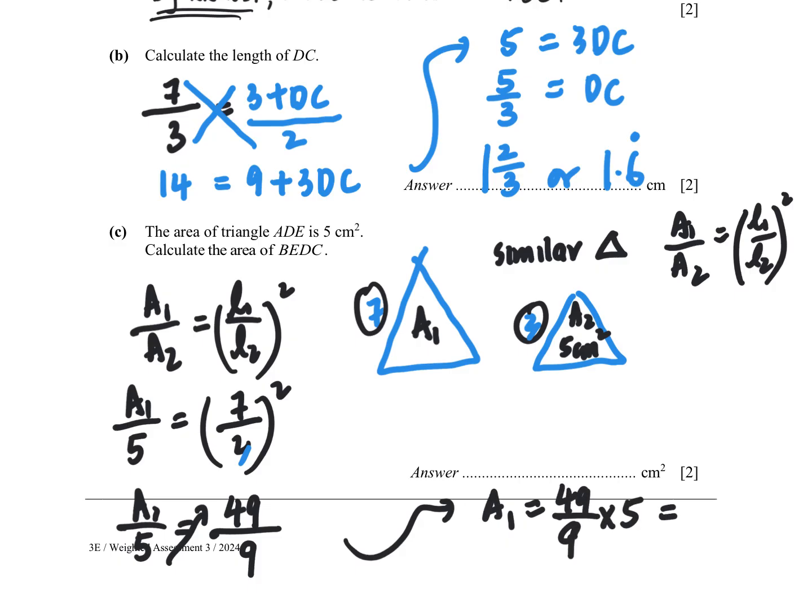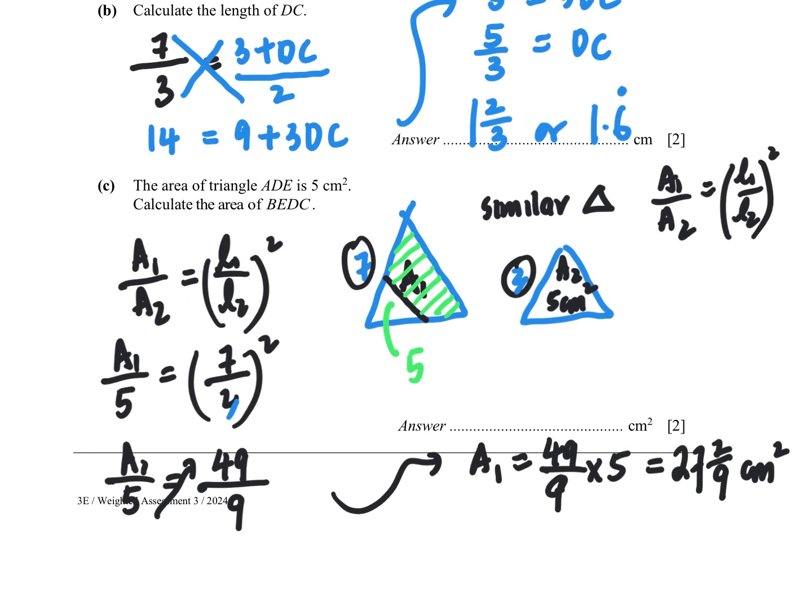So what's your answer? 27 2 over 9. Okay, but don't stop there because question don't want the big triangle, right? Question wants you to chop this up and find this instead. So you should subtract the 5 off. So area BEDC.